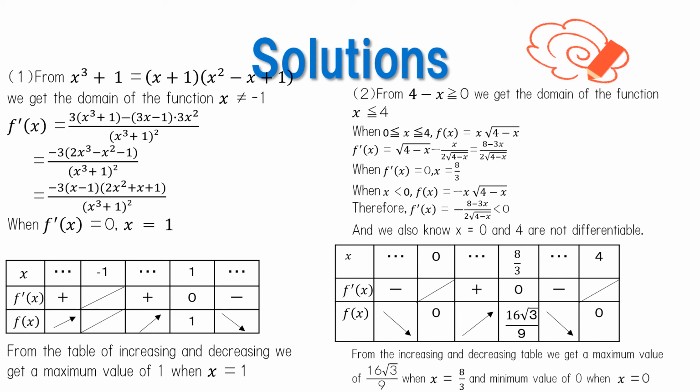The table of increasing and decreasing is as follows. From the table, x equals 8 over 3 gives us the maximum value, 16 square root of 3 over 9, and x equals 0 gives us the minimum value, 0. Were you able to answer correctly?